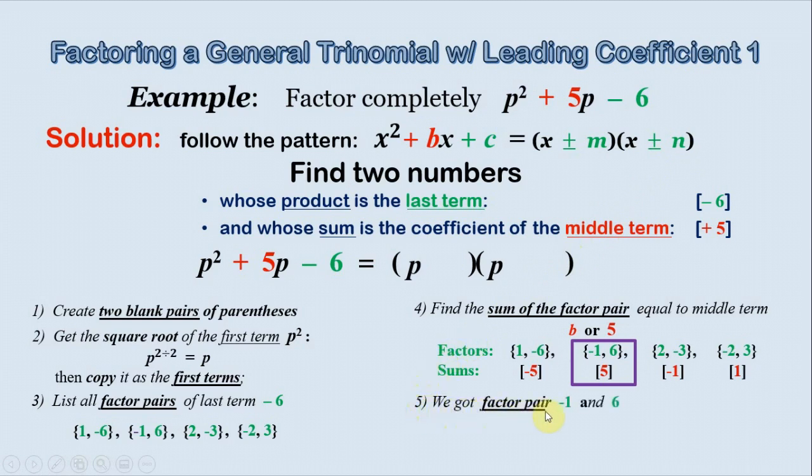We got factor pair -1 and 6. The sixth and final step is just copy these numbers as the second terms.